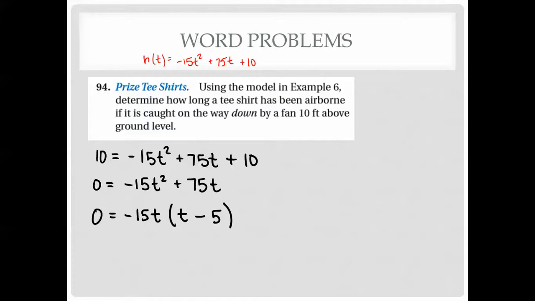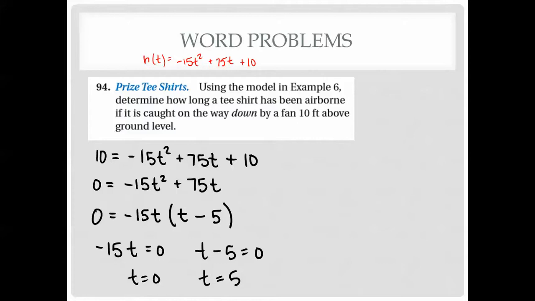So again, zero product property at this time. We're going to set both factors equal to 0. So negative 15t equals 0 and t minus 5 equals 0. We want to solve both of those. So if we were to divide both sides of the first one by negative 15, we get t equals 0. If we were to add 5 to the second equation there, we get t equals 5.